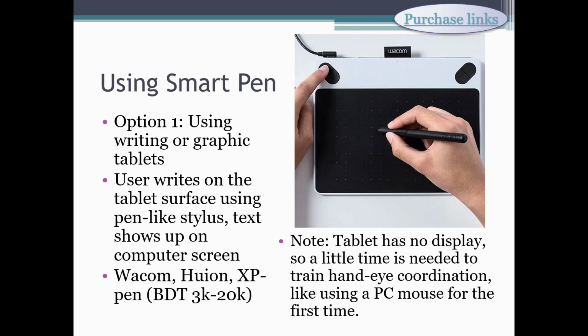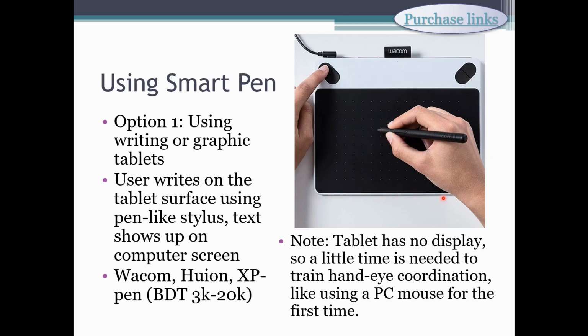We are going to consider 4 options on how to use Smart Pen and Pad to deliver a lecture on digital whiteboard. The first option is using writing or graphic tablets. The surface seen in the picture is the graphic tablet or writing tablet, and what this person is holding is the stylus or smart pen.